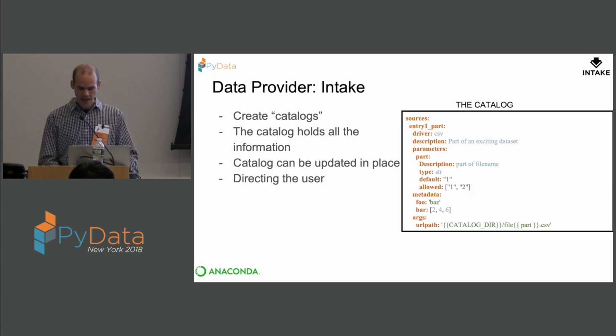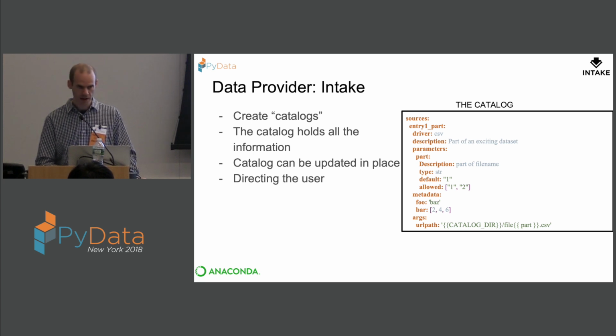So in the intake view, the data provider is creating these catalogs. And here is a YAML spec. So a complete catalog, which in this case has only one entry called entry 1. And this tells you everything that you need to know about a particular data set. So I can go through this in a very quick description.